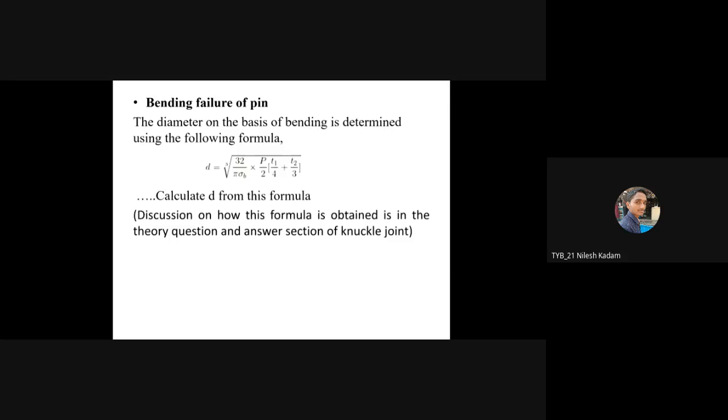Okay. So I think we have to stop here, right? Yes, sir. Okay. Now we'll stop here, and the remaining part of this knuckle joint design we'll see in the next lecture, that is tomorrow. Okay, sir. Thank you.